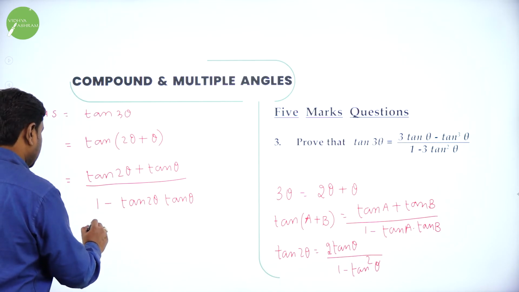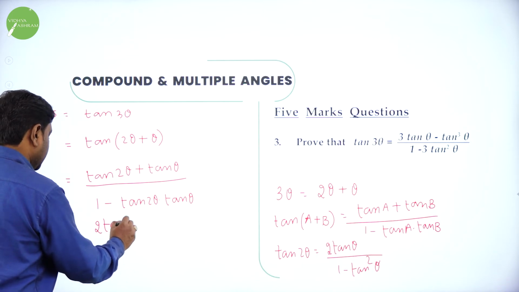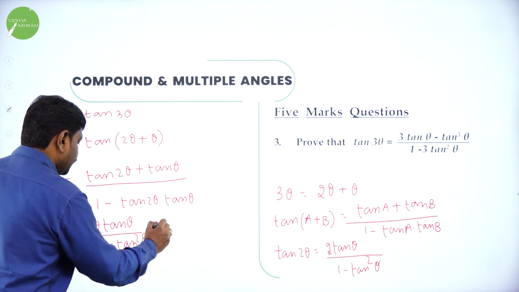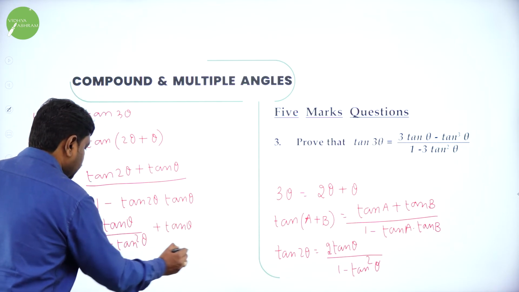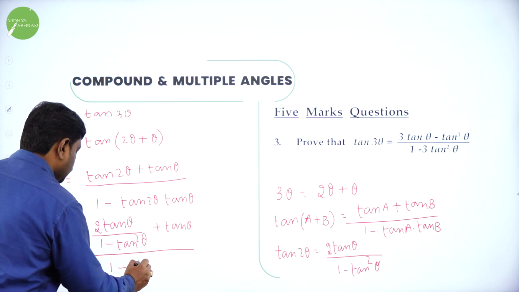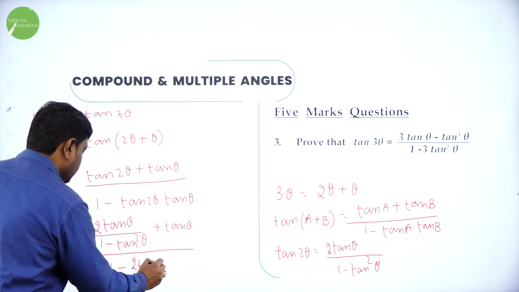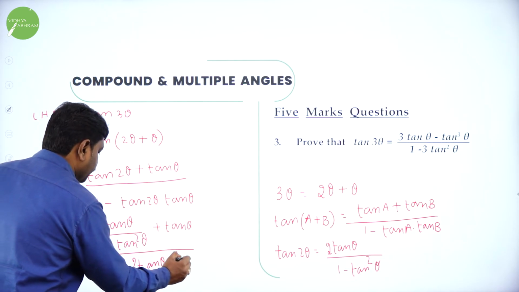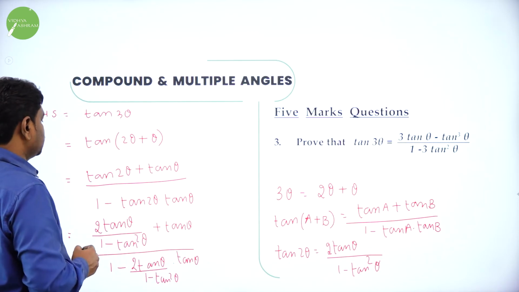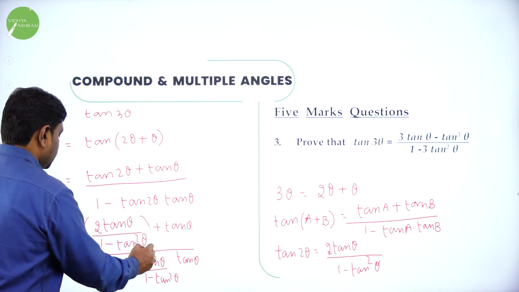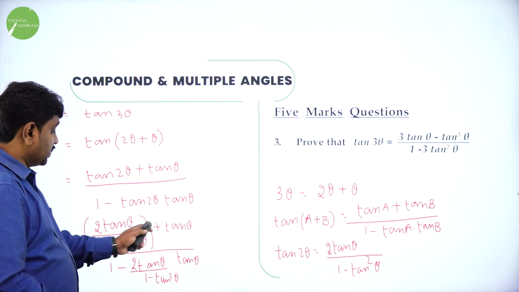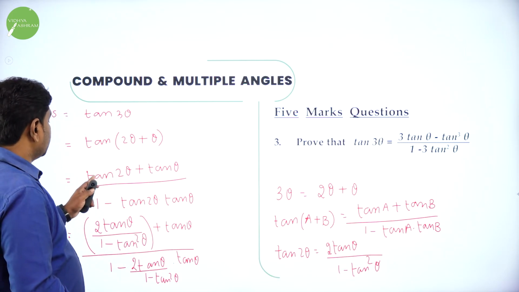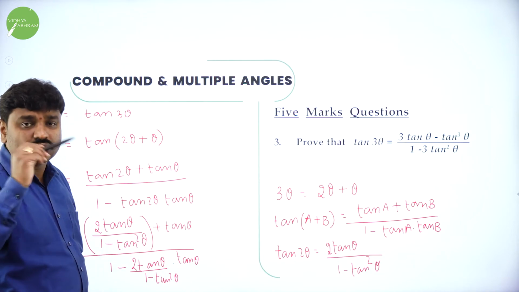So tan 2 theta can be written as 2 tan theta divided by 1 minus tan square theta, plus tan theta. In the denominator we have again 1 minus tan 2 theta, which can be written as 2 tan theta divided by 1 minus tan square theta, into tan theta. So now let us simplify the terms. So now we have this format: 2 tan theta by 1 minus tan square theta plus tan theta, by 1 minus 2 tan theta by 1 minus tan square theta into tan theta. Means wherever tan 2 theta is there, we are substituting its value.